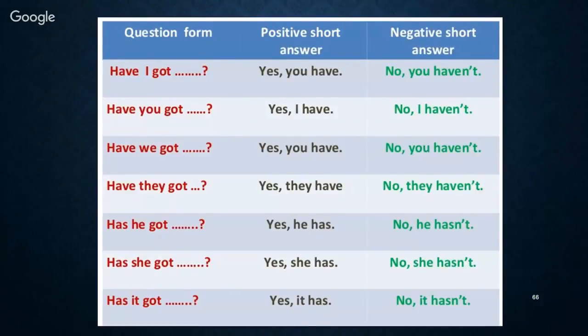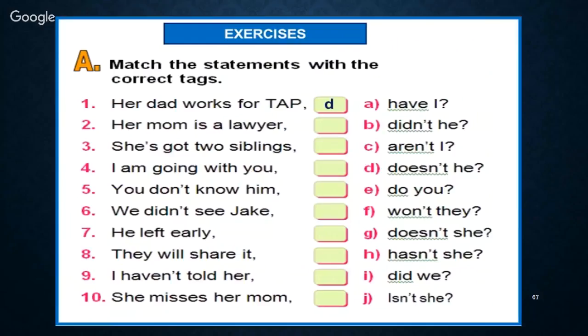Have they got? Yes, they have. No, they haven't. Has he got? Yes, he has. No, he hasn't. Has she got? Yes, she has. No, she hasn't. Has it got? Yes, it has. No, it hasn't.